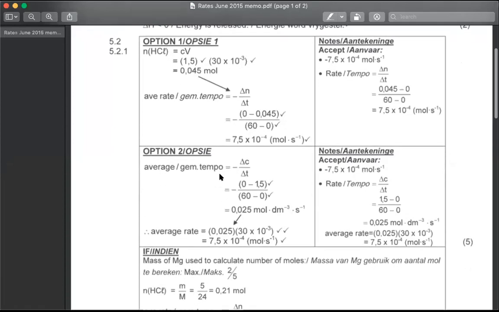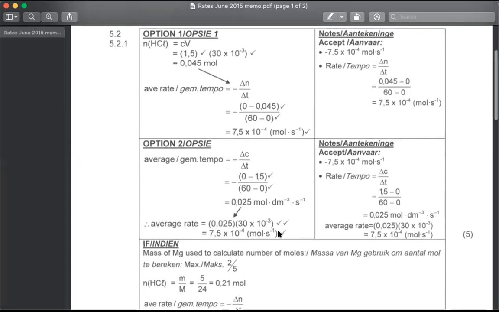I did option 2, change in concentration over change in time. The change in concentration was 1,5 moles. All right. And then your change in time was 60, and that gives you 0,025 mole per dm³ per second. But then to work out average rate, they say you can't use that. You must get rid of the dm³. So you multiply it by 30 times 10 to the minus 3, and then you'll get 7,5 times 10 to the minus 4.